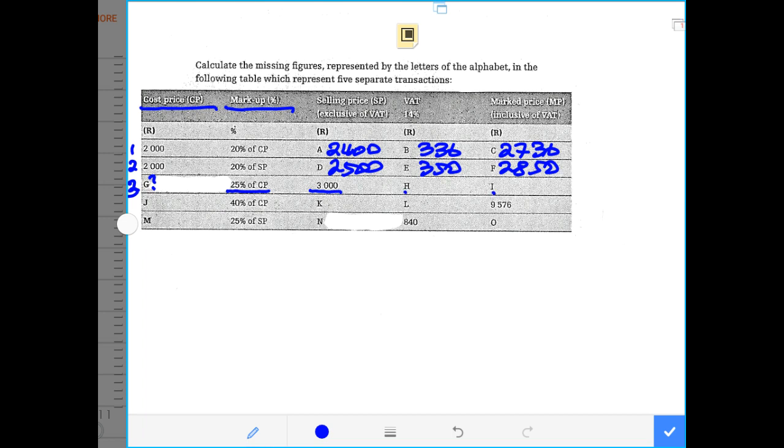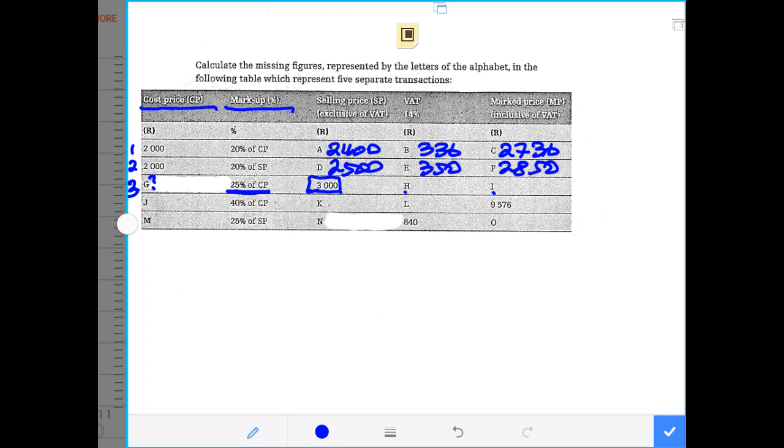So what are we given? That is very important. Take note that the markup percentage is on the cost price. Know that is very important. First, what are we given? We are given the markup percentage. What else are we given? We are given the selling price of 3,000. That's what we are given. And what are we looking for? We are looking for VAT, we are looking for the cost price, and we are looking for the marked price.